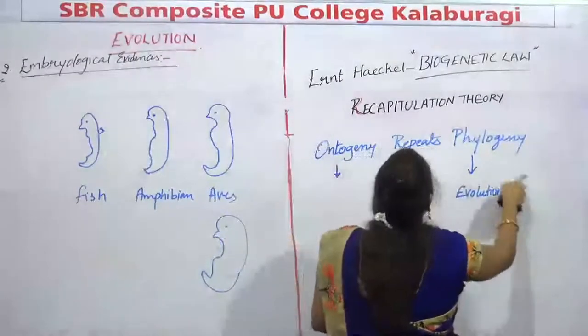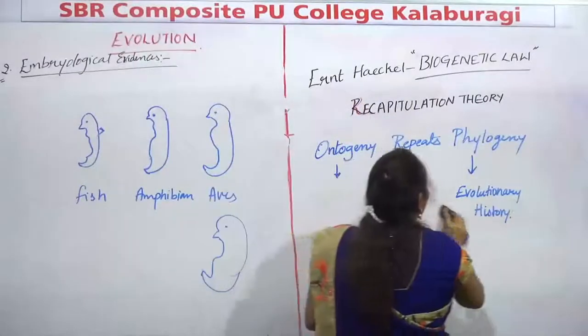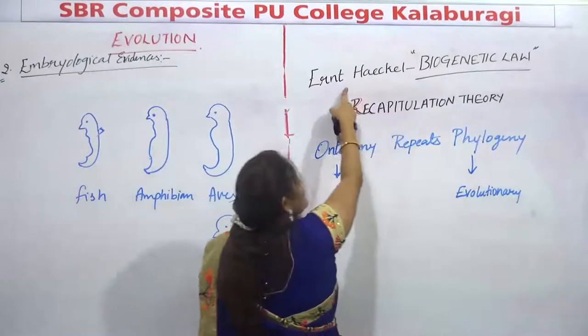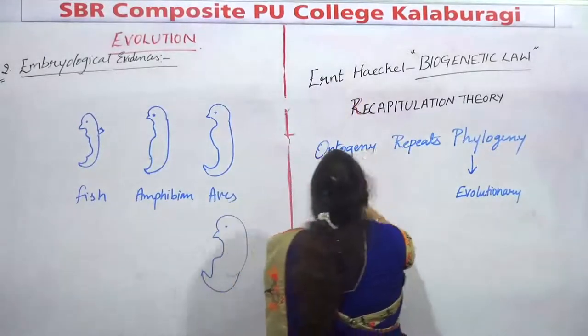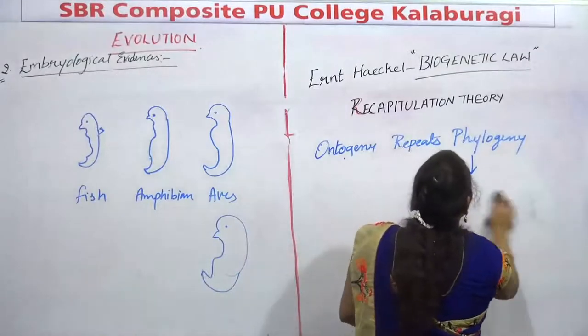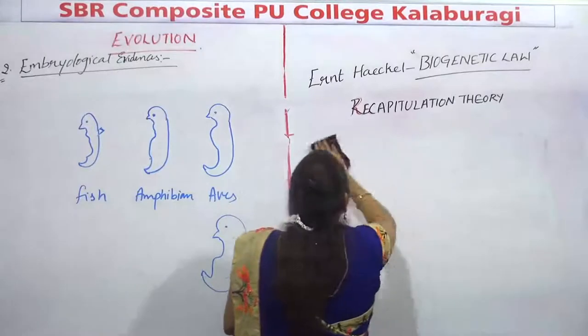In this embryological evidence, this theory is important. Ernst Haeckel has proposed this by biogenetic law. And according to biogenetic law, ontogeny repeats phylogeny. Important statement.